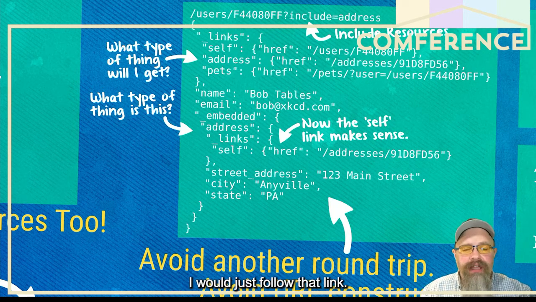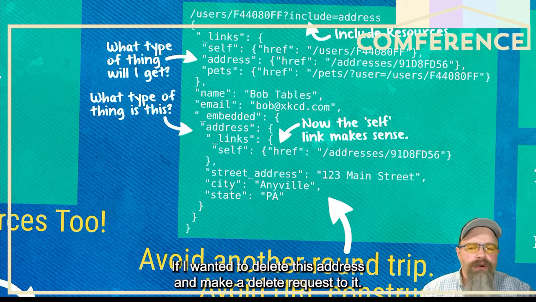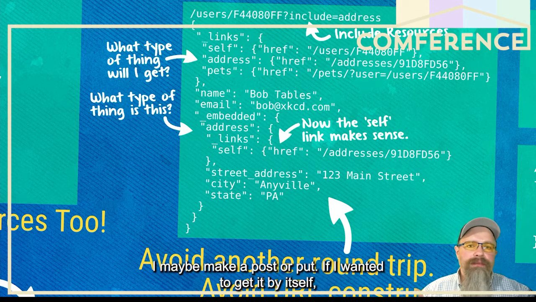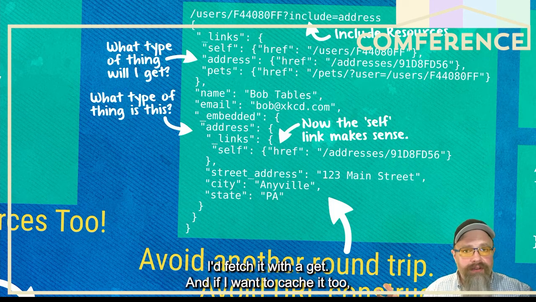I would just follow that link. If I wanted to delete this address, I'd make a delete request to it. If I wanted to update it, I'd maybe make a post or a put. If I wanted to get it by itself, I'd fetch it with a get.